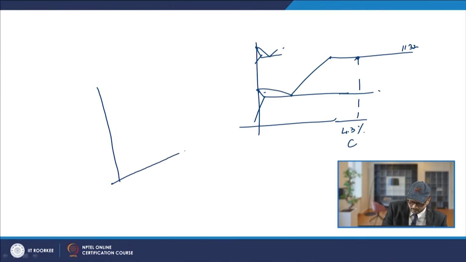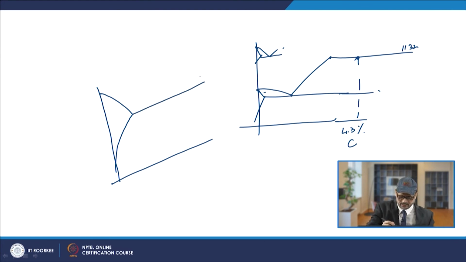Now, you may also come across a certain type of phase diagram when the solid solubility is limited, and also the melting points of the components are not vastly different. In that case, a eutectic type of phase diagram will be obtained. A typical example you can see is basically the lead tin phase diagram, and the phase diagram will be like this.